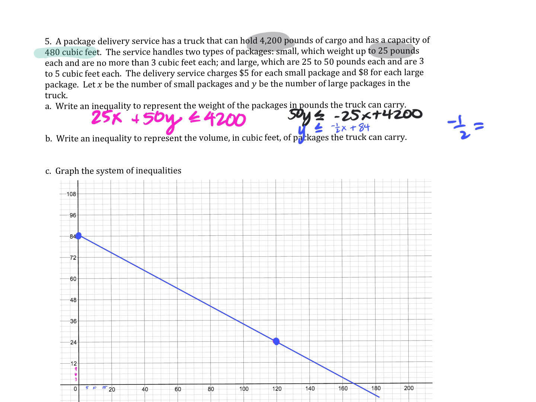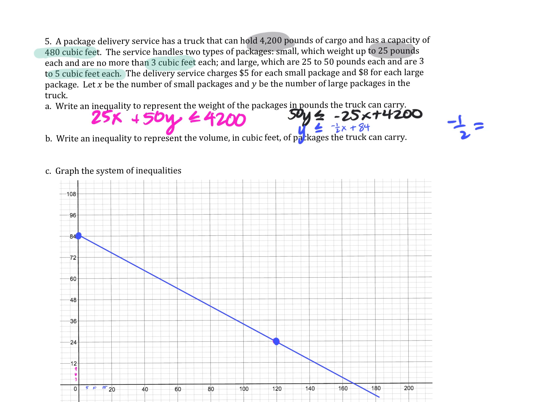How big are the small boxes, cubically? No more than 3, I dig it. What about the big ones? 3 to 5. So 5, we got to be ready for it to be 5. Okay, so what's that inequality going to look like? Oh, you already got the y by itself. Give it to me without the y by itself.